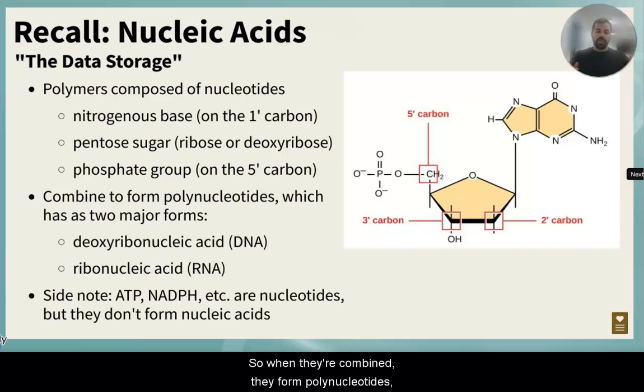So when they're combined, they form polynucleotides, many nucleotides together, which take 2 different forms. We have deoxyribonucleic acid, DNA, and ribonucleic acid, RNA.